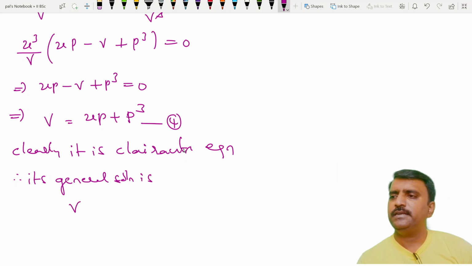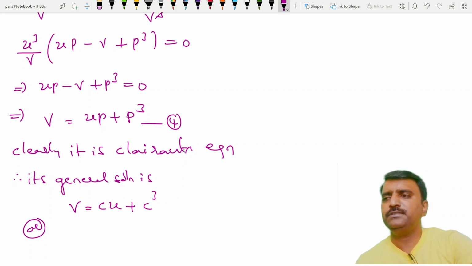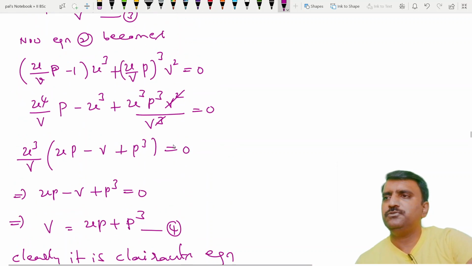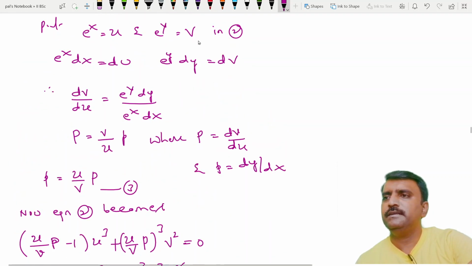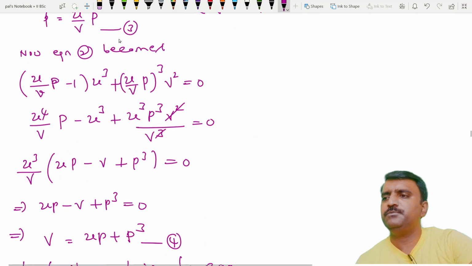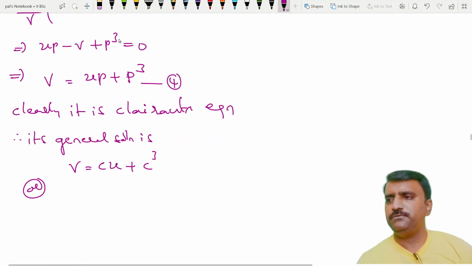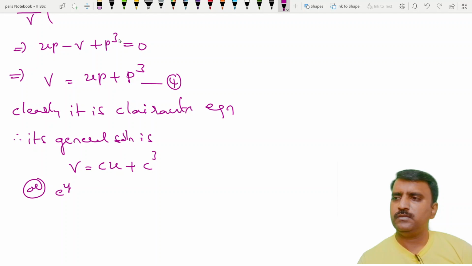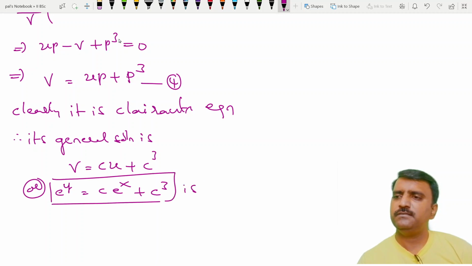Writing it is easy. What do we do? We replace p by c. So then it is v is equal to cu plus c cube. What is v? v is e to the power of y. What is u? u is e to the power of x, isn't it? So e to the y is equal to c into e to the x plus c cube.